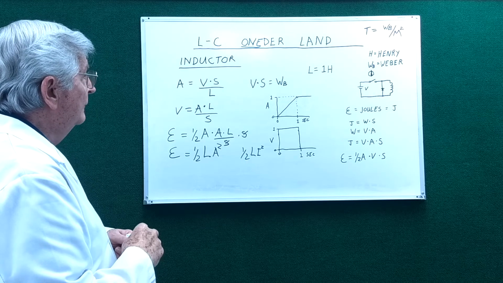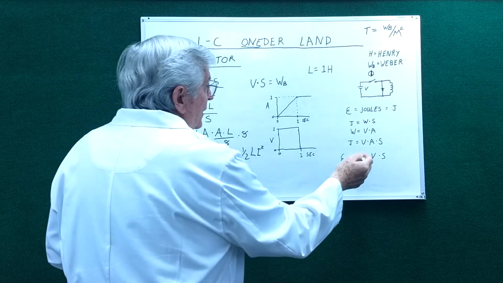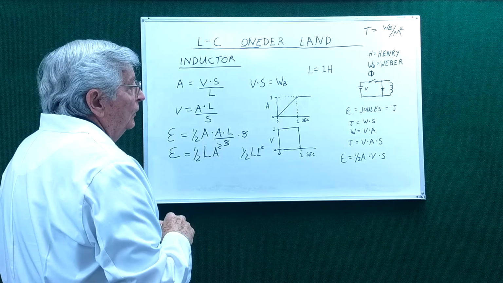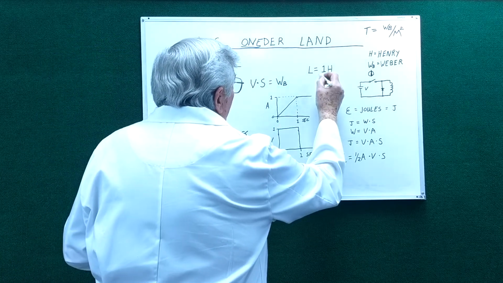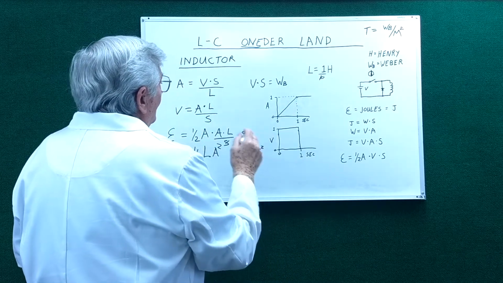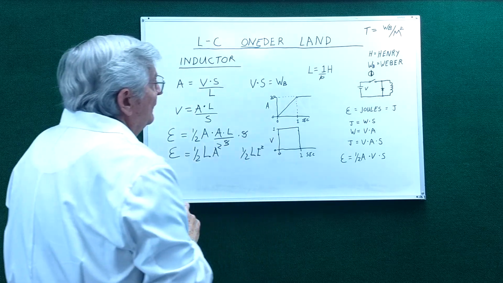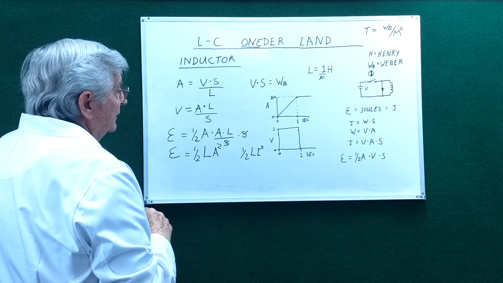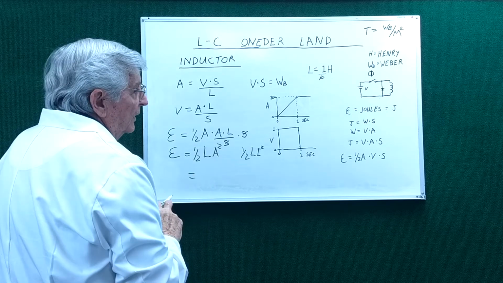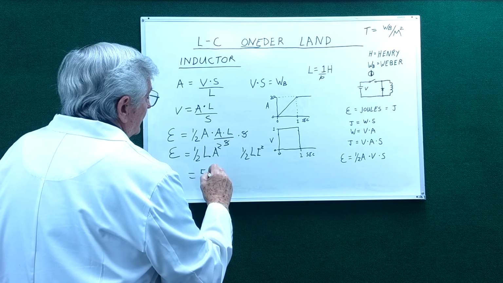Just like with the capacitor, when everything is 1, we end up at a half a joule. If we go to 1/10 of a Henry, from this equation it tells us we're going to end up at 10 amps. And when we put that into the equation, just like with the 1/10 of a farad capacitor, we end up at 5 joules.